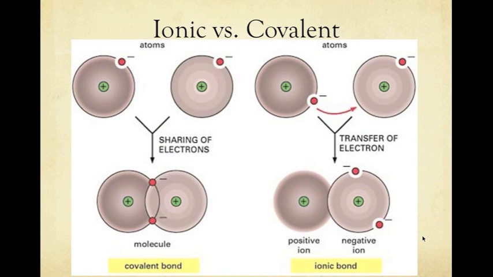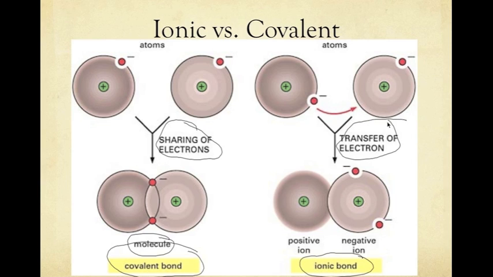Now, ionic versus covalent, the difference between the two. If we look at a covalent bond, these are called molecules. The main thing in a covalent bond is the sharing of electrons. We see that these two electrons are in the middle, going back and forth between each atom. Now, in an ionic bond, we have the transferring of electrons. This electron will move completely over to the other atom. So, big difference between ionic and covalent: covalent shares, ionic transfers.